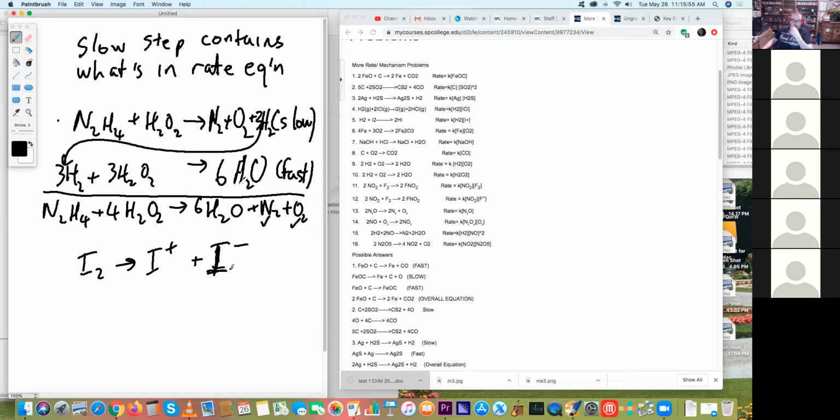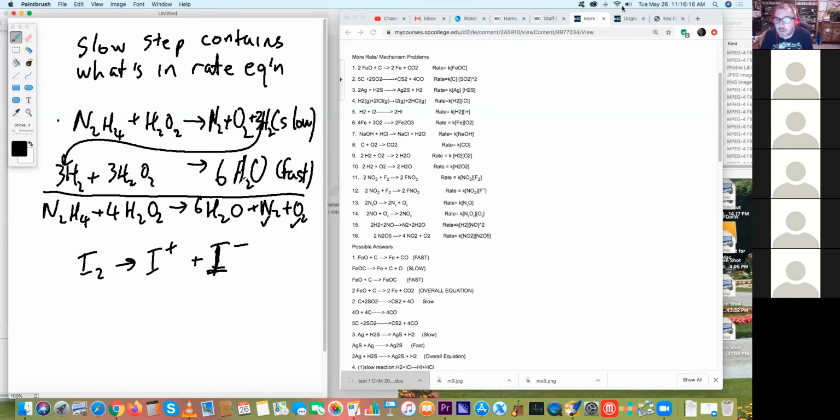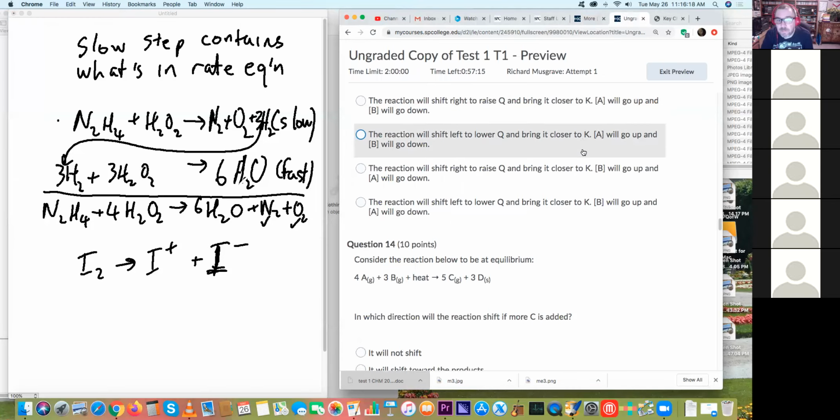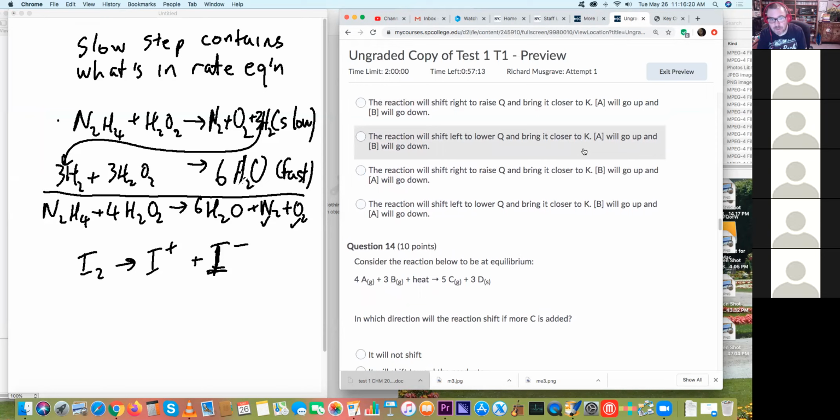All right, so there you go. That gives you an idea, and that's what I'm trying to get at here. Does anybody have any questions about this? Because it's kind of important that we get through this part of it. Anybody have any questions? Nope. Okay, let's go back to the ungraded quiz here.